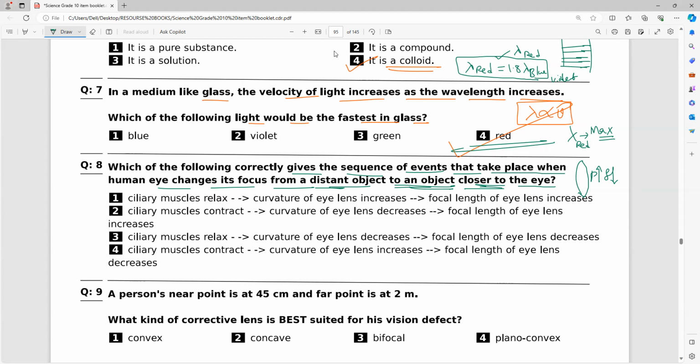Option 4. The ciliary muscles will contract, the curvature of the lens increases, and the focal length of the lens decreases. The curvature of the lens increasing indicates that the power of the lens is increasing. Does the lens become thicker or thinner? The lens becomes thicker. Thickness increases, power also increases. That is what you have to remember.